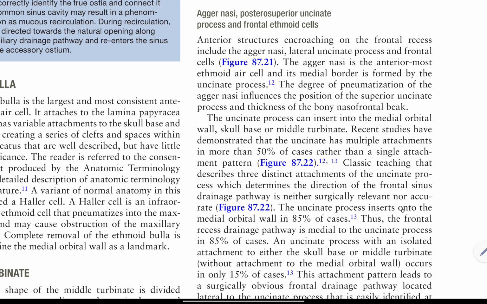The uncinate process inserts onto the medial orbital wall in 85% of cases. Thus, the frontal recess drainage pathway is medial to the uncinate process in 85% of cases. An uncinate process with an isolated attachment to either the skull base or the middle turbinate, without attachment to the medial orbital wall, occurs in only about 15% of cases.